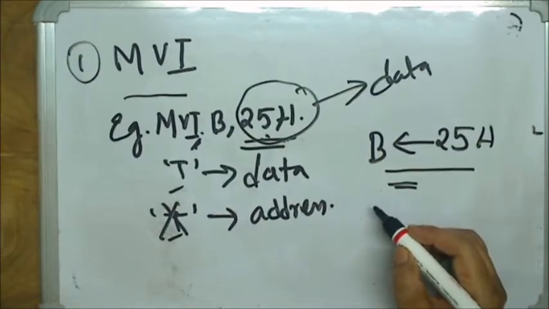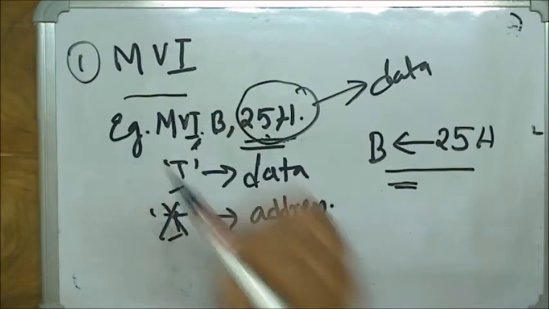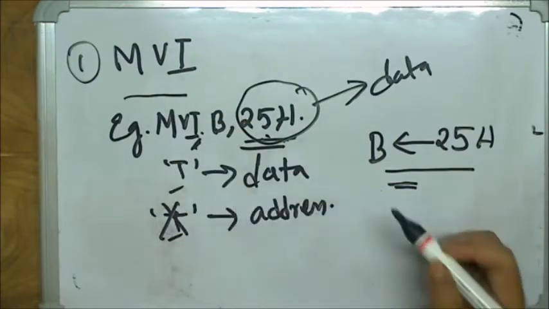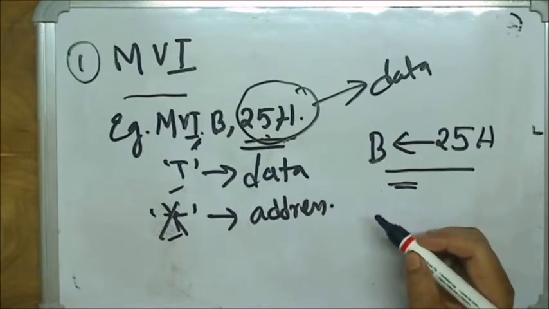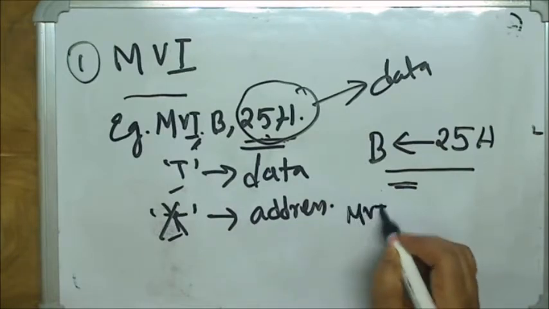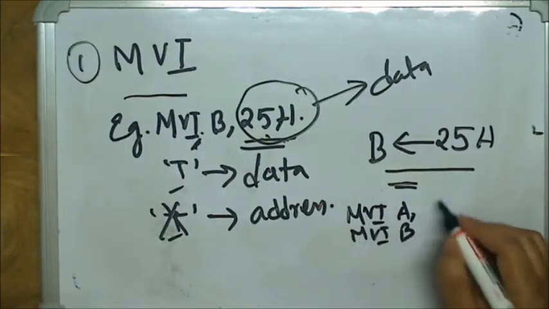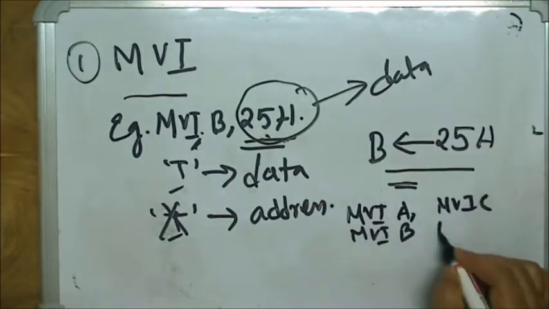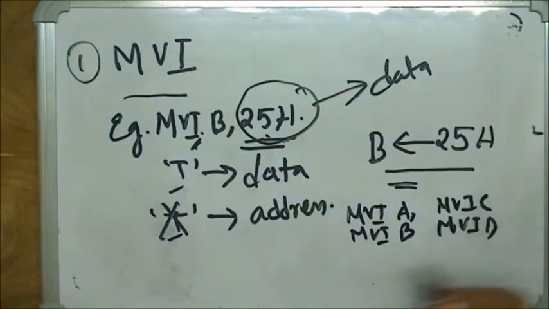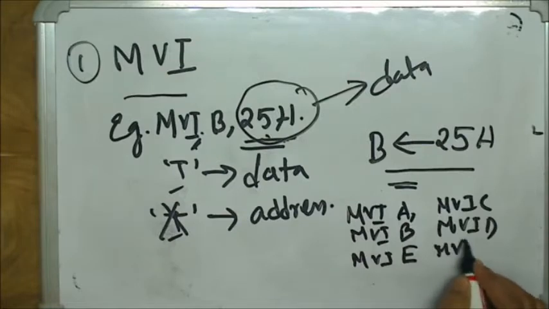Now in this instruction, any of these 7 registers can be used. That is, you can write MVI A, MVI B, MVI C, MVI D, MVI E, MVI H, MVI L.